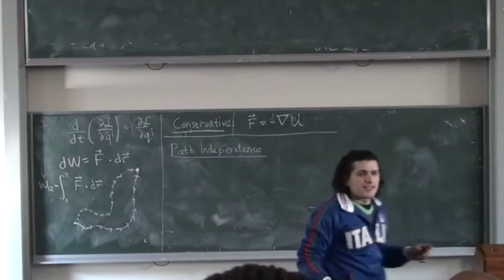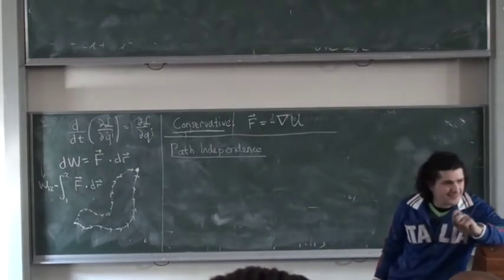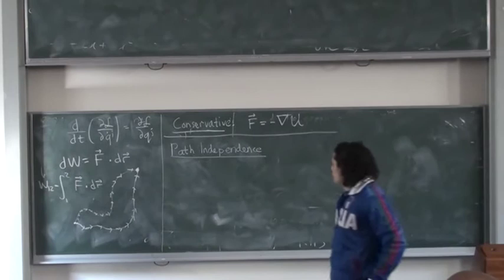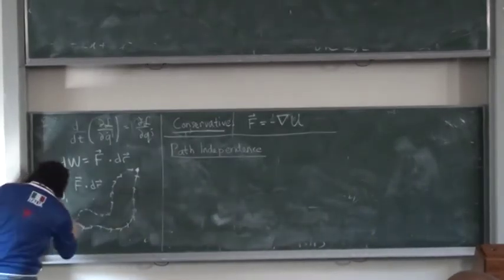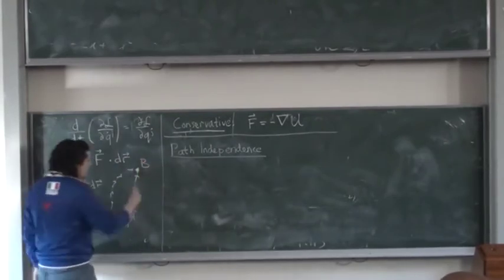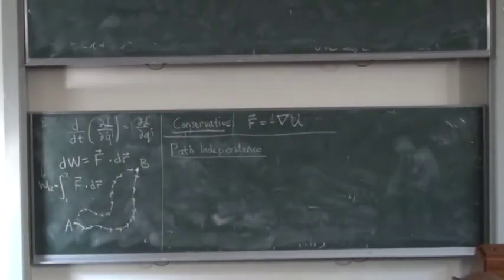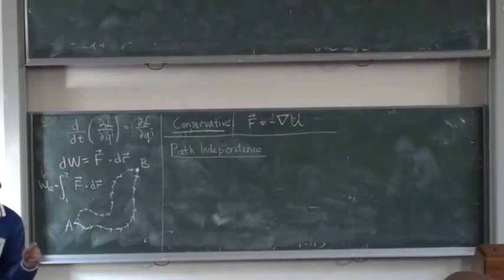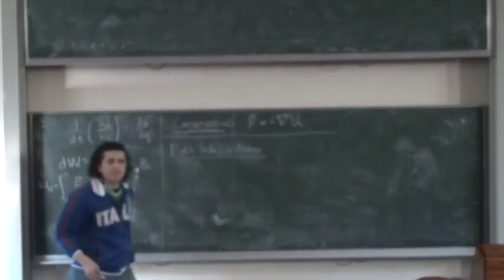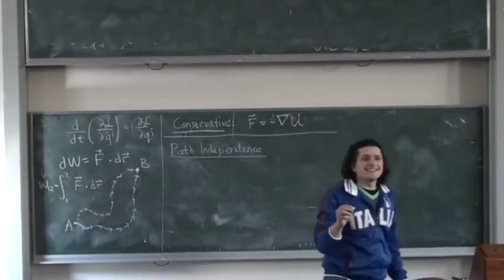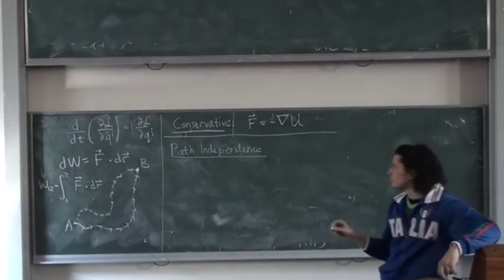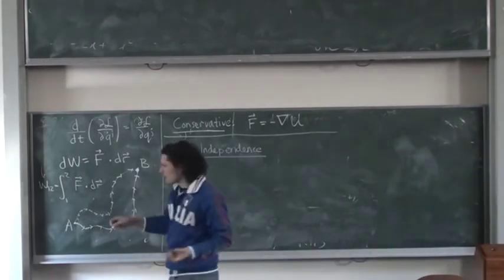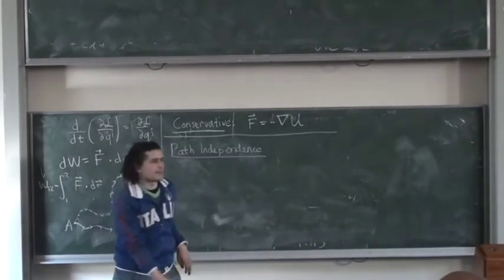Now, a force is called path independent if no matter which path the particle moves from here, point A, to here, point B, it does the exact same work. But you repeat, no matter which path the particle moves from point A to point B, the force does the exact same work on the particle. Then the force is called path independent. That makes sense. No matter how I move it from here to here, it's path independent.